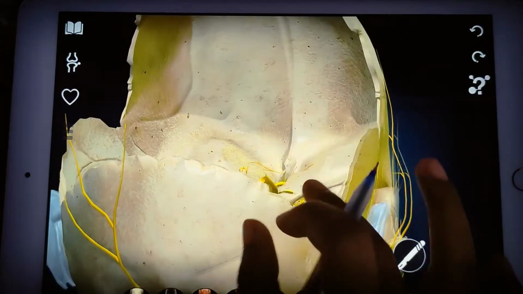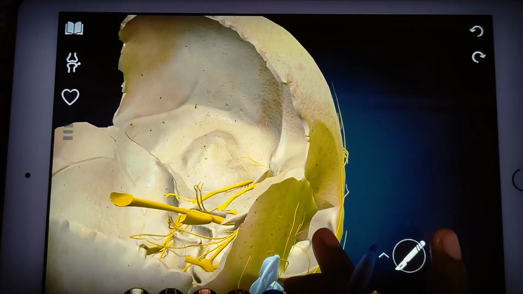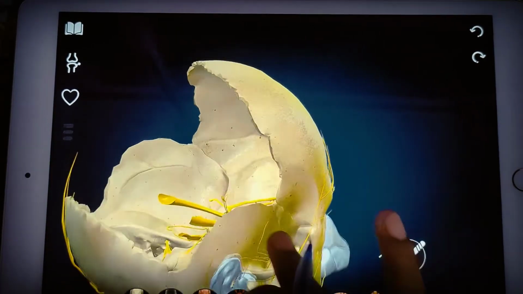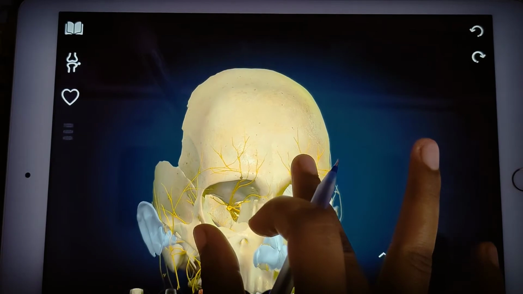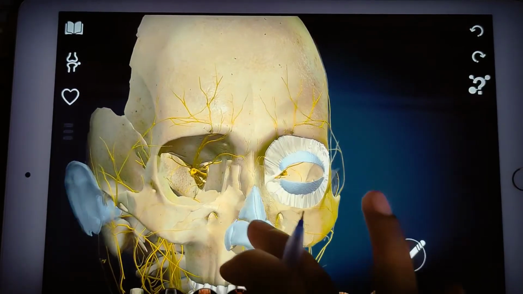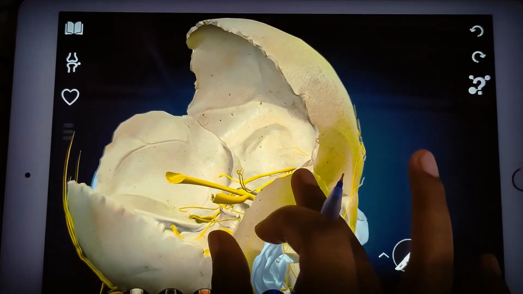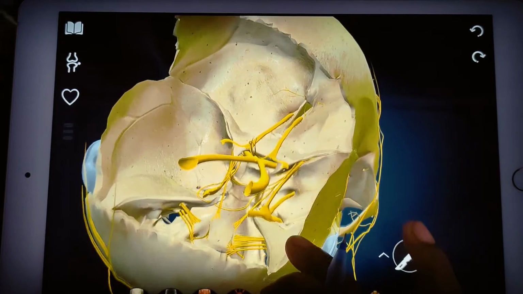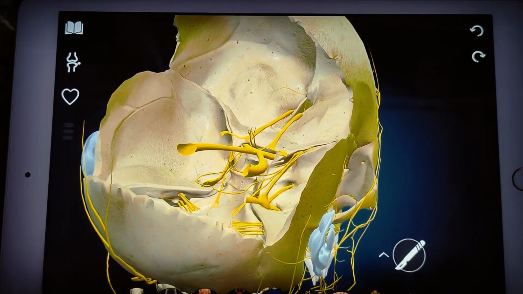Okay. Now coming to the autonomic supply of the nose, that is the sympathetic and parasympathetic supply. What is the autonomic supply of the nose? It is nothing but the median nerve. This is the only nerve that supplies it. Now the median nerve is formed by the combination of two nerves. What are the two nerves? The greater petrosal nerve and the deep petrosal nerve.